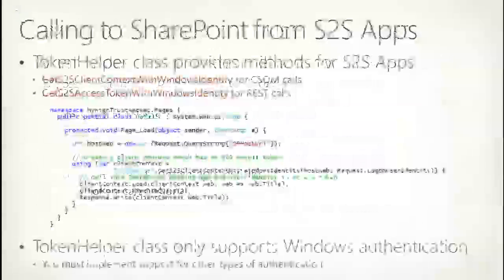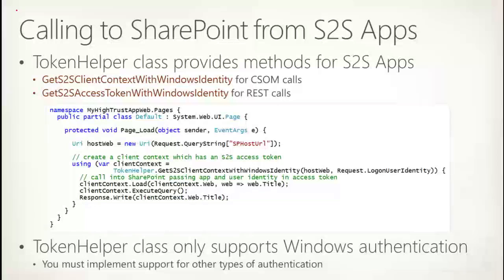Now, once I've got all that set up, what we're going to see is that there are two methods inside the token helper class that are specific to S2S. There's GetS2SClientAccessTokenWithWindowsIdentity and GetS2SAccessTokenWithWindowsIdentity.